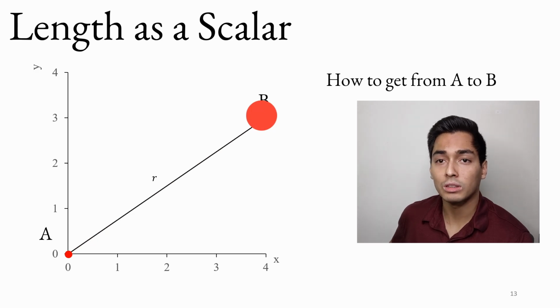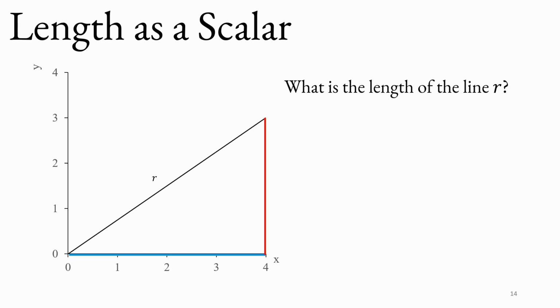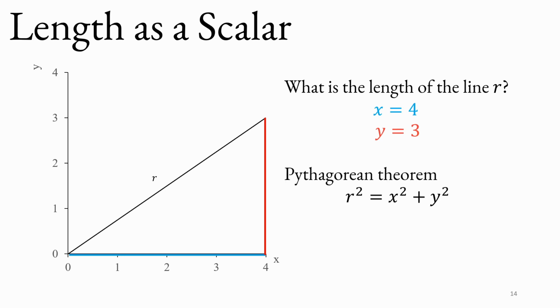So what can we do with that math? We can define the length of the r. So this is a scalar still, okay? So if x equals 4 and y equals 3, what is going to be the length of r? Well, we know the Pythagorean theorem, and we can solve for that. The length is going to be 5.